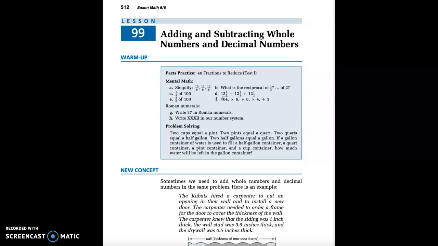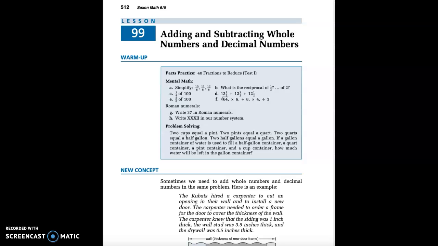Hey Grammar 5, today we're going to be doing adding and subtracting whole numbers and decimal numbers. So talking about place value, talking about just bringing together a lot of concepts that you guys already know. So before you start your lesson, please make sure that you've done your facts practice for the day, your mental math warm-up, do that problem solving, and then let's go ahead and start with the lesson.